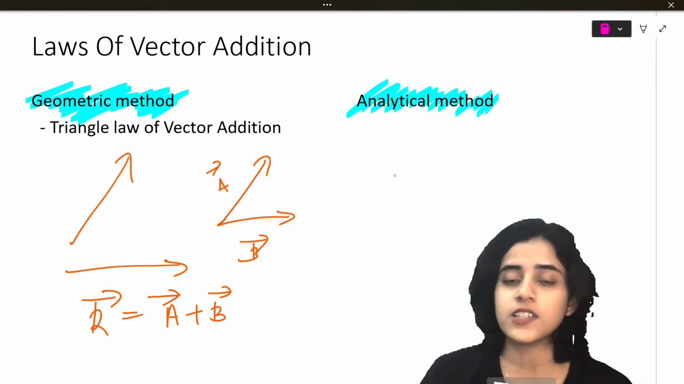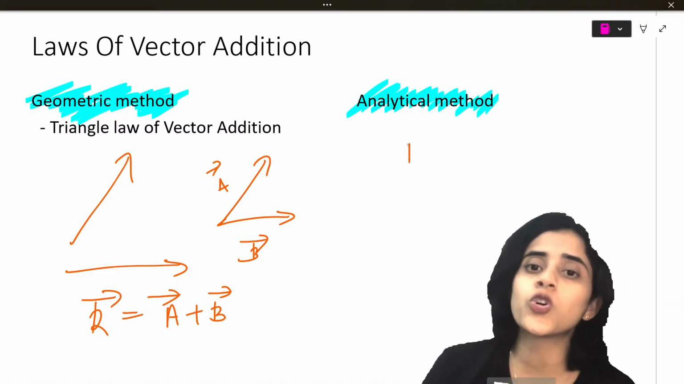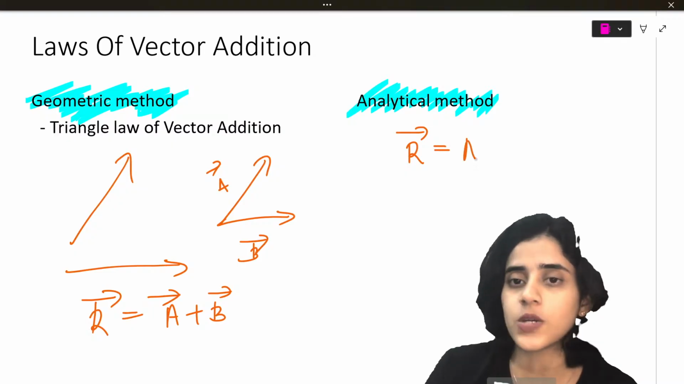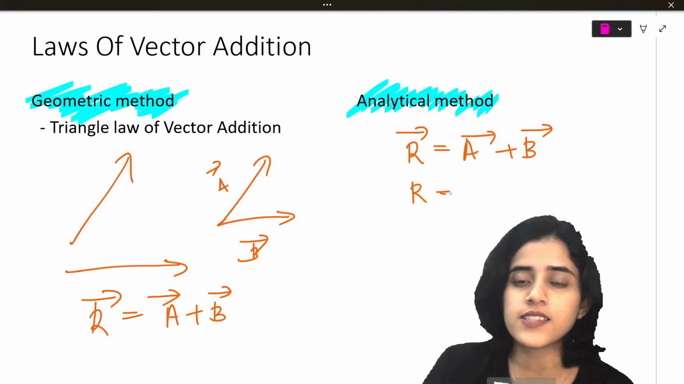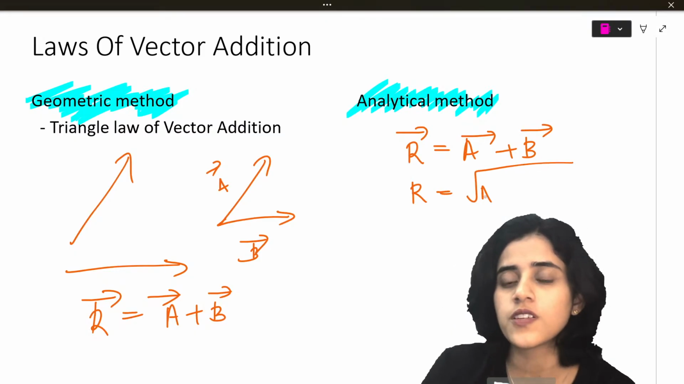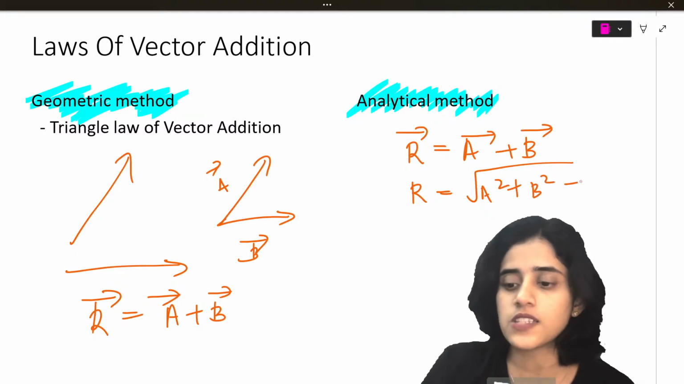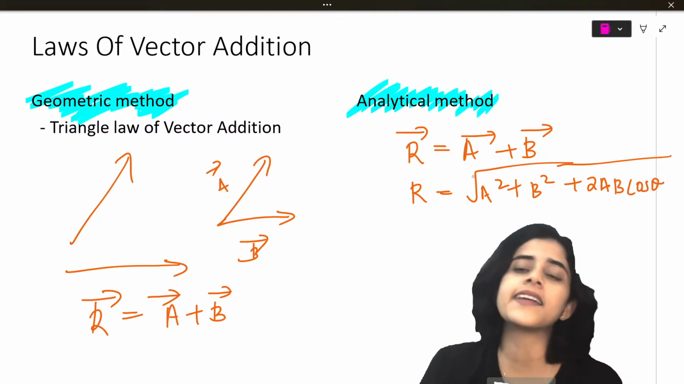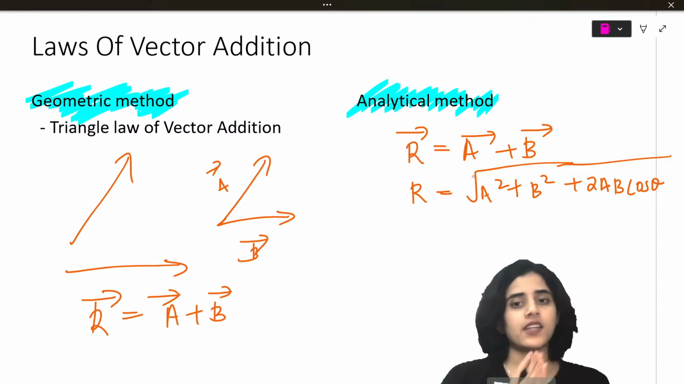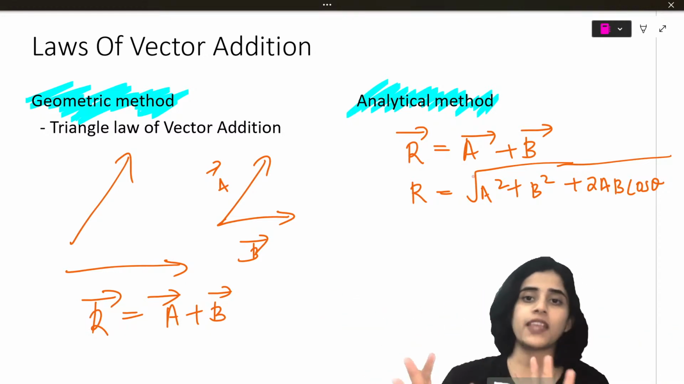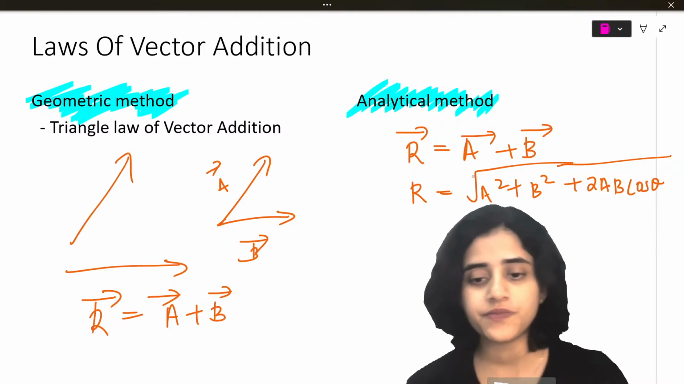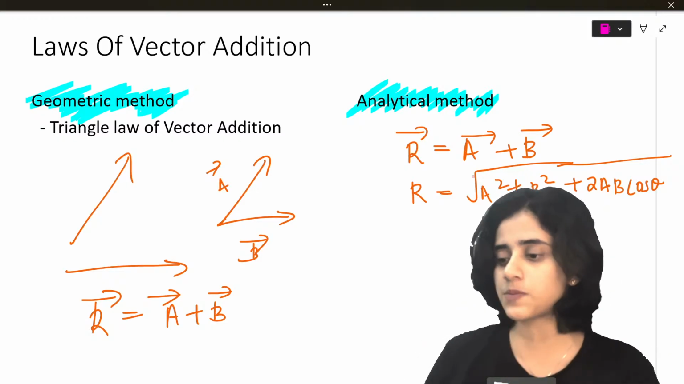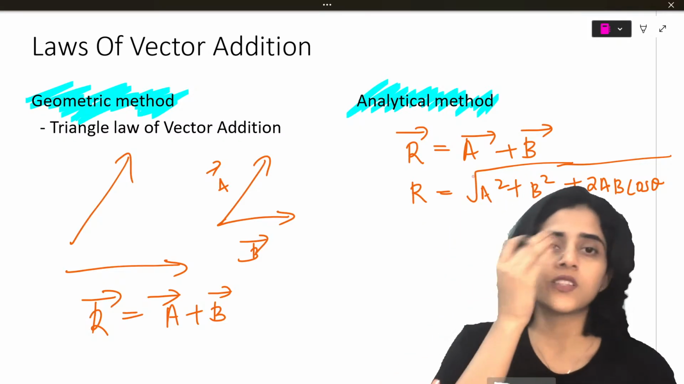Now, analytical method means you don't draw anything. You do the mathematics. So, if R is equal to A plus B, you write R is equal to square root of A square plus B square plus 2AB cos theta. So, this is the analytical method. That is, you do mathematics, no drawing, nothing. Now I will explain how you do both of these individually. Okay, let's start.